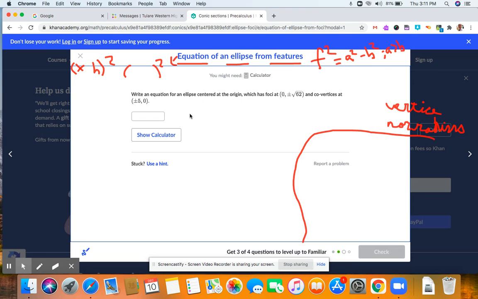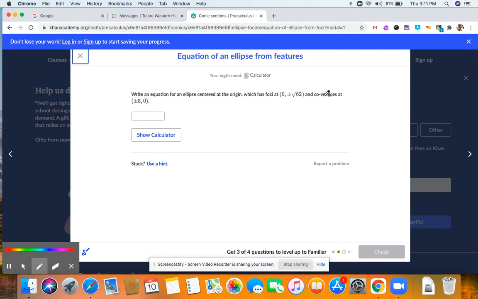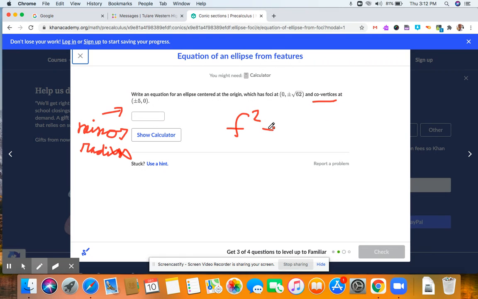Co-vertice, and that's what I'd kind of warned you about. So that means in this context, this is your minor radius. Because it says co-vertice, that means minor. Minor radius, that's a U, sorry. And so when we write out our focus equation, f squared is equal to, the A is smaller, so that means B comes first.